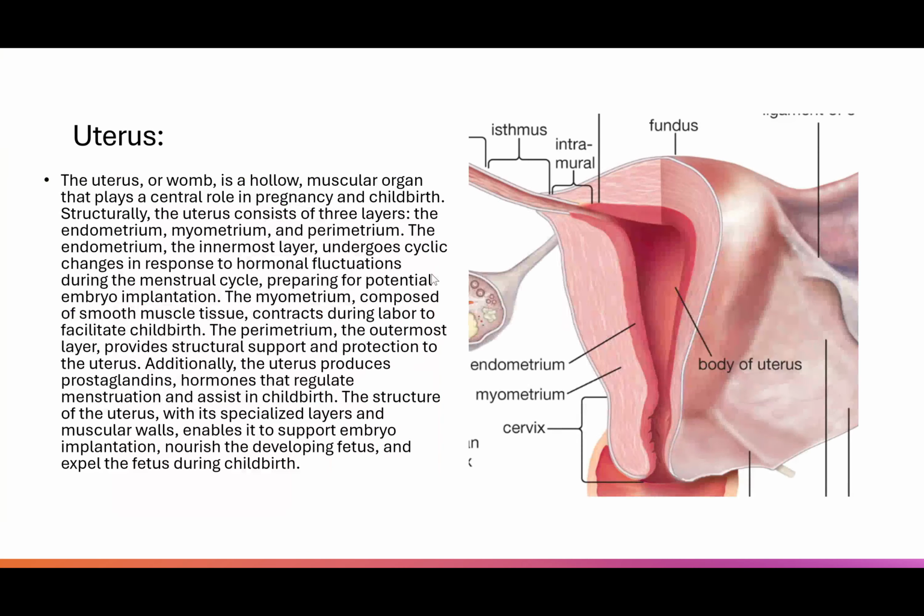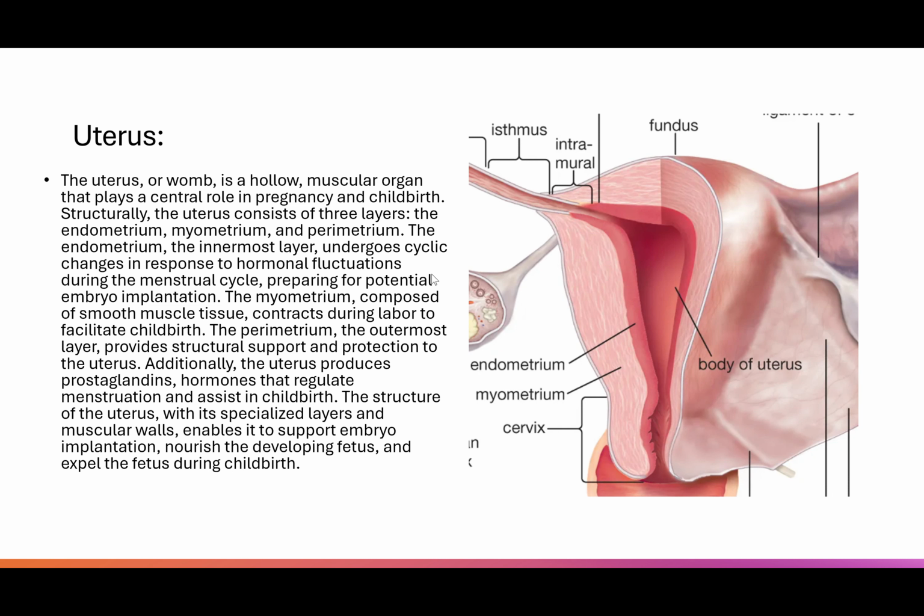All right. The uterus now, also sometimes called the womb, right? The uterus is a hollow muscular organ. It's just thick muscle for the most part, not really the endometrium, but usually the myometrium. It consists of three layers: the endometrium, the myometrium, and the perimetrium. The endometrium is the innermost layer, right? It undergoes cyclic changes, as we saw in the menstrual cycle, and it is also preparing itself for potential implantation.